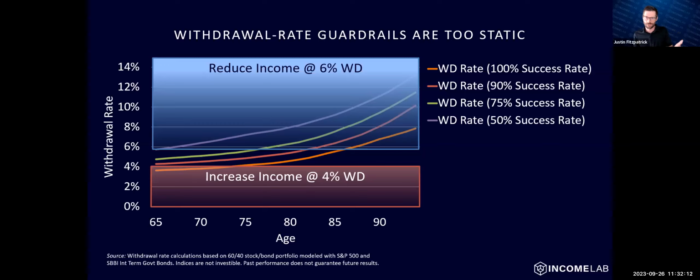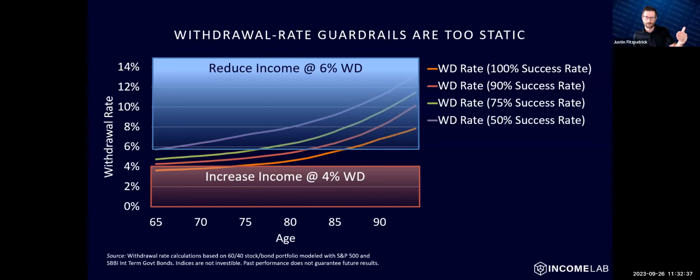Now, it's probably never 0 years, right? We always have some life expectancy ahead of us. But we can see here, if we had a 6% reduce income guardrail or a 4% increase income guardrail, as time goes on, these curves are getting up into the 6%. And so I'm going to be reducing my income even if my risk hasn't changed.